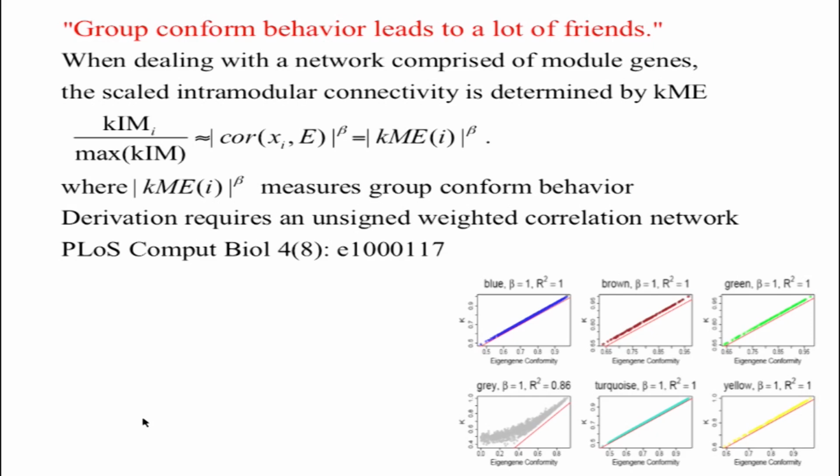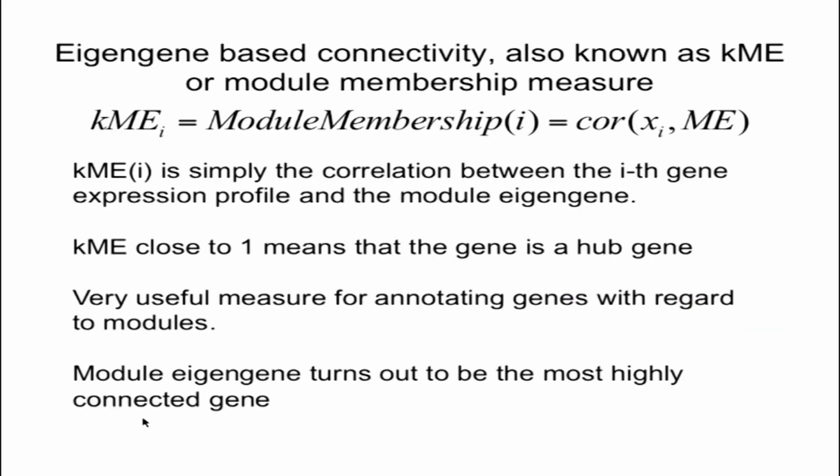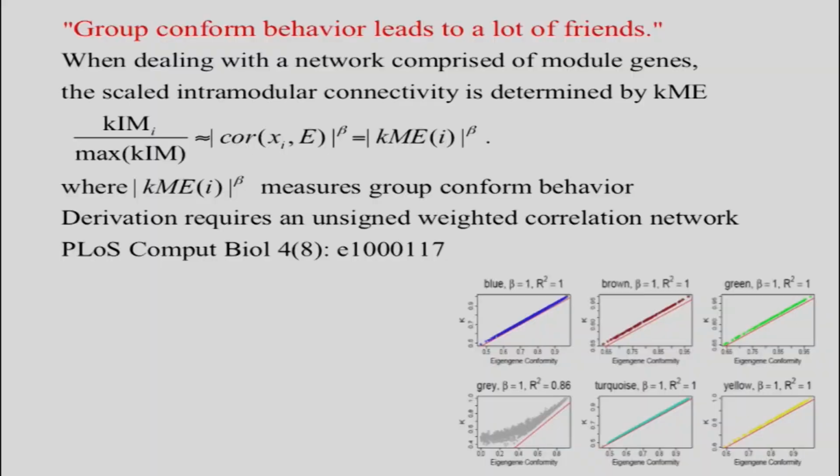Because the KME has several advantages, for example, it's naturally scaled. The KME is a correlation, and therefore it's always a number between -1 and 1. It also contains the sign information. You can say, is my gene positively related to the module or negatively related? And also, of course, you can calculate p-values for this correlation coefficient. All right.